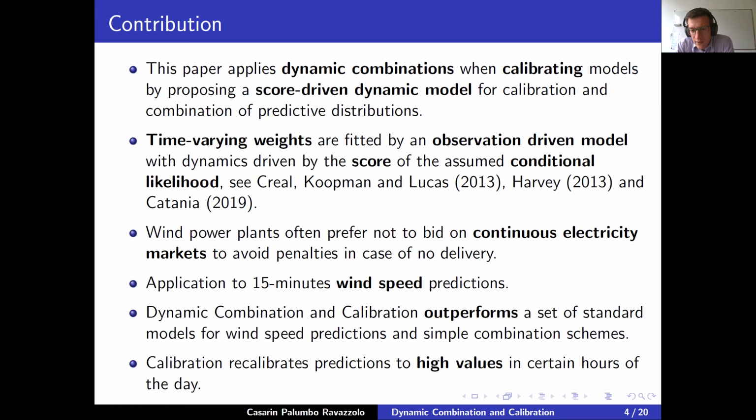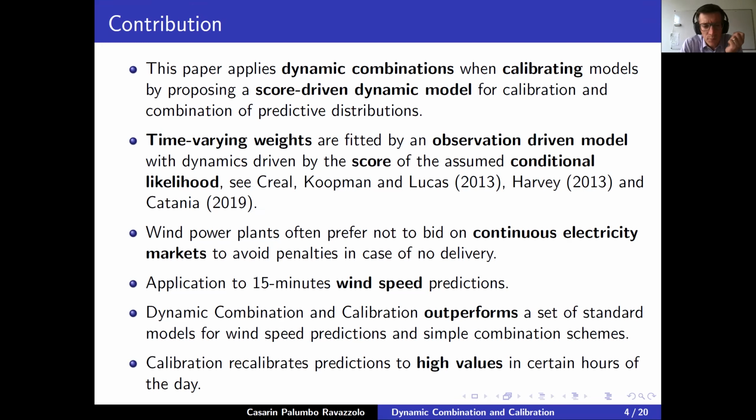And what we do find, obviously, if I'm presenting here, you might believe that I'm improving the forecast accuracy relative to standard models for wind speed prediction. So that's the minimum result.